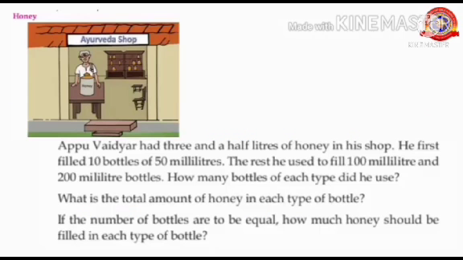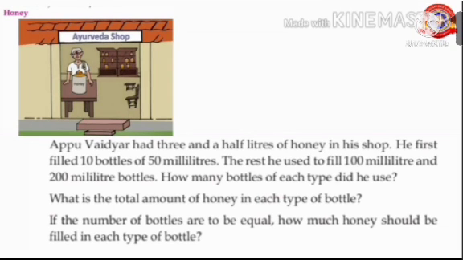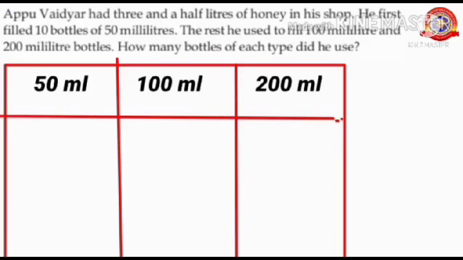Let's do the next activity, honey. Appu Vaidyar had 3.5 liters of honey in his shop. He first filled 10 bottles of 50 milliliters. The rest he used to fill 100 milliliter and 200 milliliter bottles. How many bottles of each type did he use? What is the total amount of honey in each type of bottle? If the number of bottles are to be equal, how much honey should be filled in each type of bottle? Let's write the details in a table.